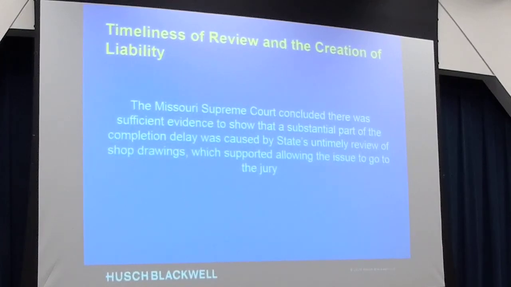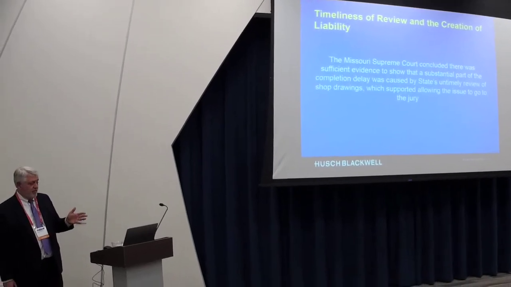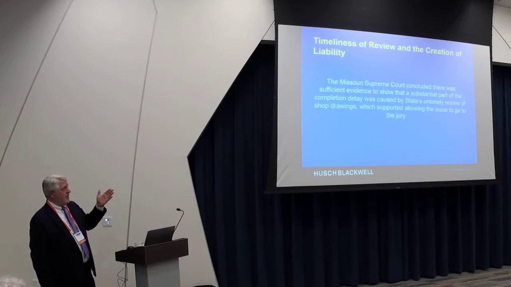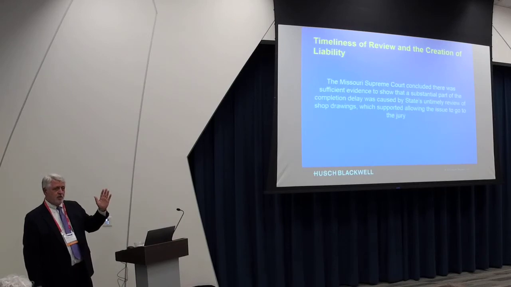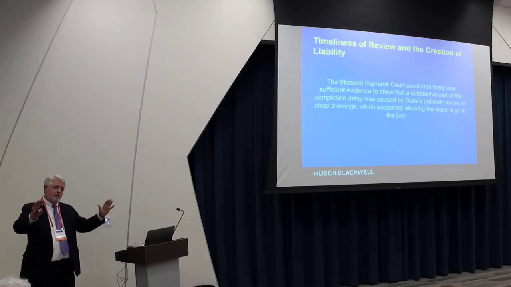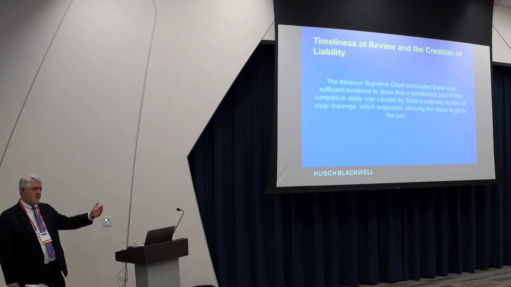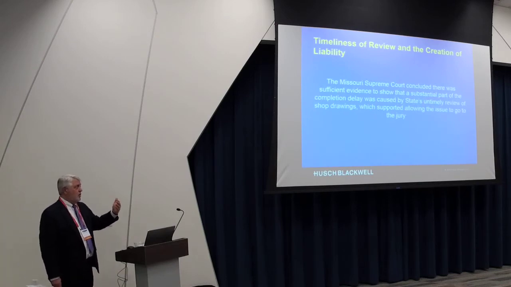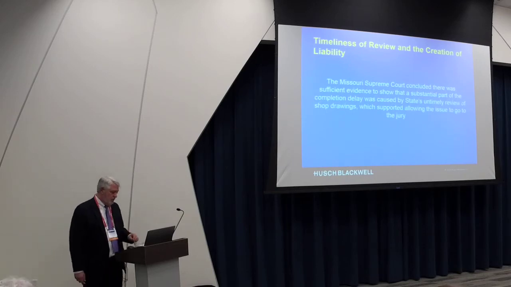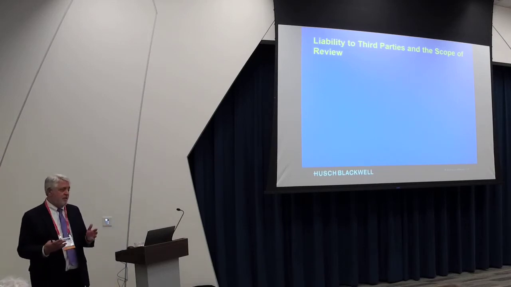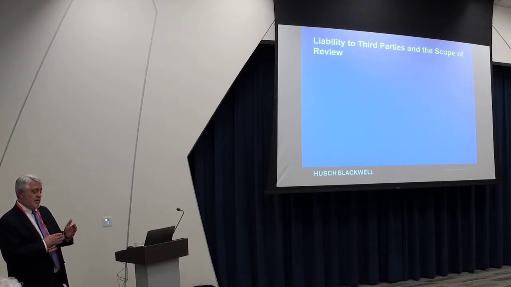This actually went up to the Missouri Supreme Court, and they said, there was enough evidence to support this argument that it should have gone to the jury. And what happened was at the trial level, the trial court just said, I'm not even going to let a jury decide this. I think we're done. You lose, Mr. Contractor, because you haven't stated a claim that obligates the state to do anything on a more expedited basis. And the Supreme Court said, yeah, just because there isn't a set schedule, you have to act reasonably and respond in a reasonable time.